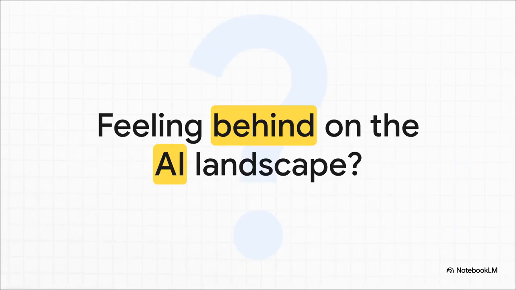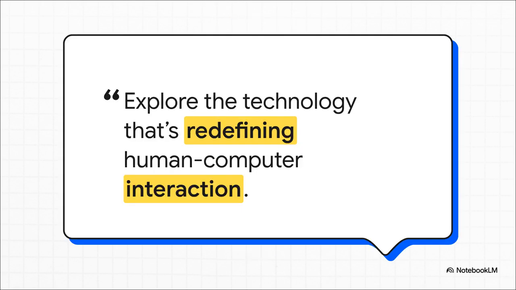So let's be honest for a second. Do you ever feel like the whole AI world is just moving at a million miles an hour? I mean, one day you've finally figured out ChatGPT, and the next, bam, there are like 10 new models you're supposed to know about. It's totally normal to feel like you're just trying to keep up, like you're chasing a speeding train. But here's the thing.